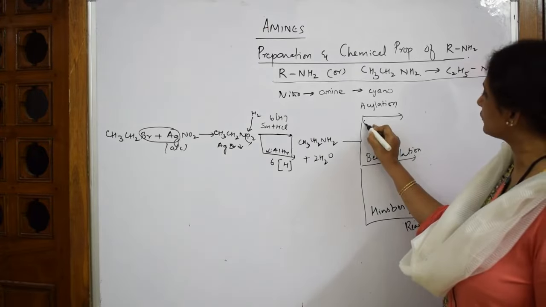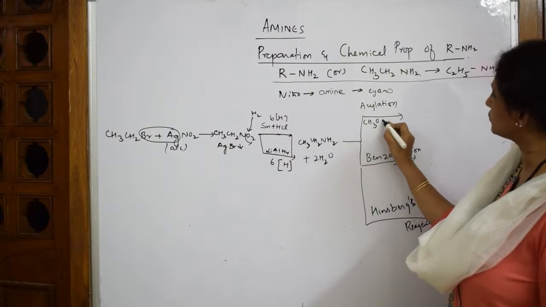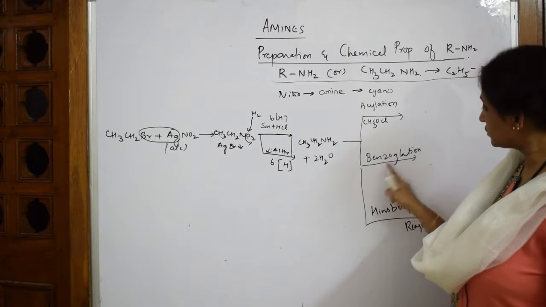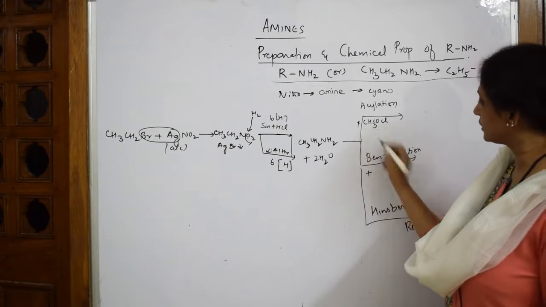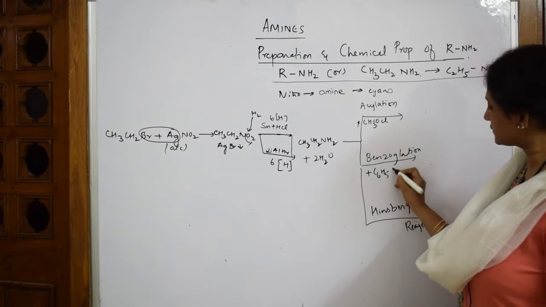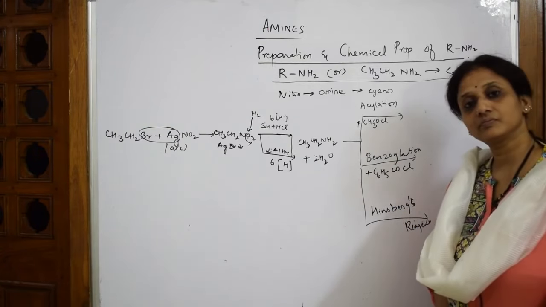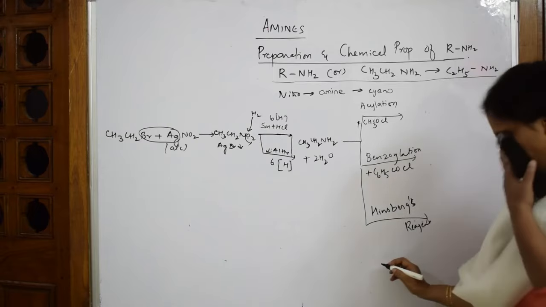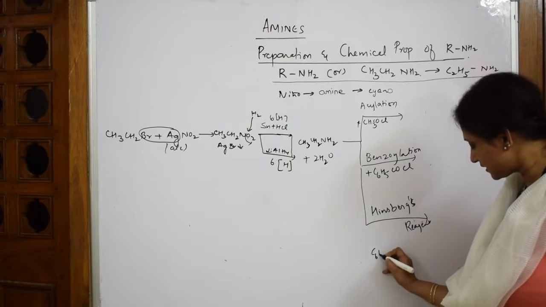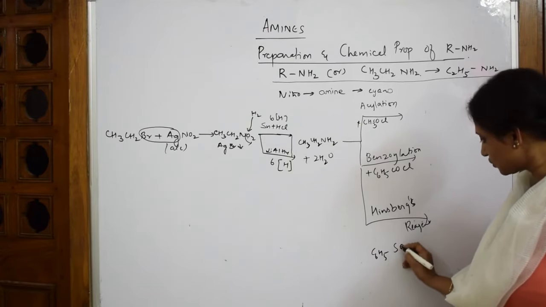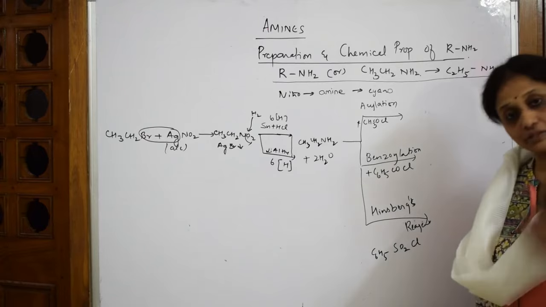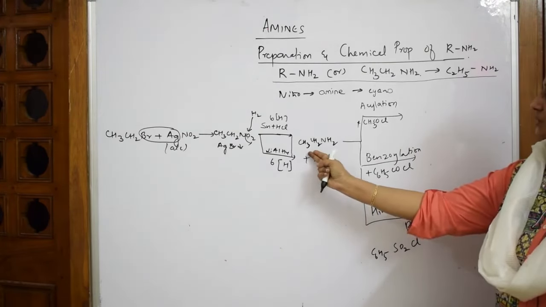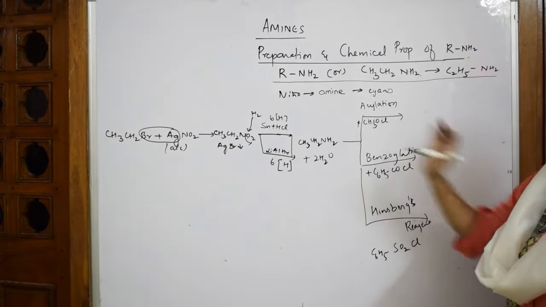Now, what actually is acylation? Acylation is addition of CH3COCl, the acyl group. Benzoylation is addition of C6H5COCl, that is your benzoyl group. Hinsberg reagent is C6H5SO2Cl. This is Hinsberg reagent. Now what will happen in the paper? If they give you primary amine, you have to add this and see, just addition only.